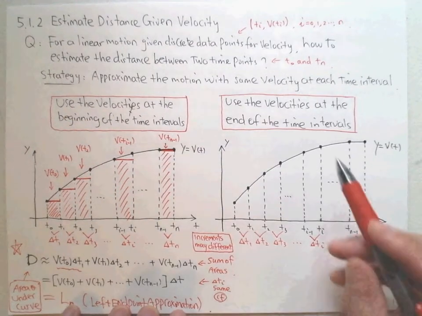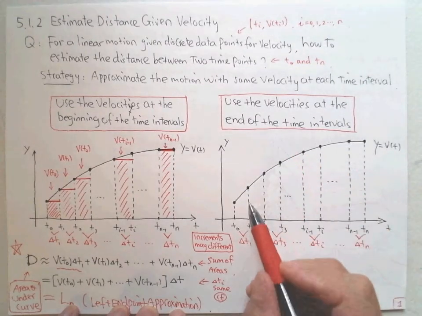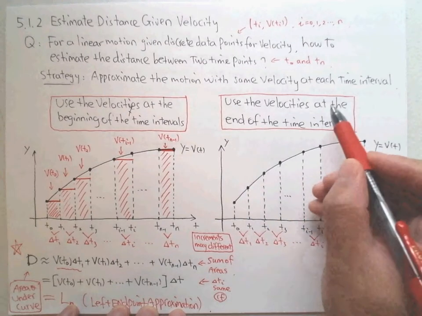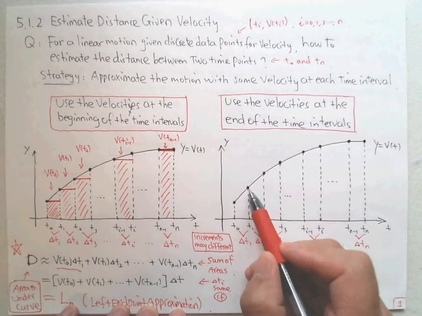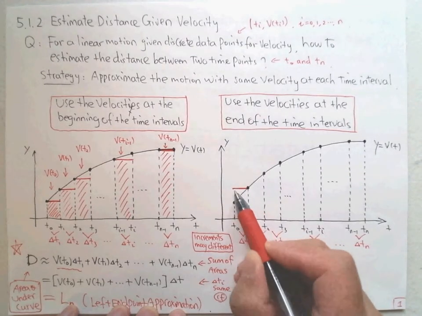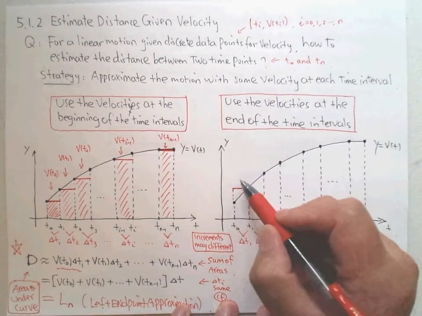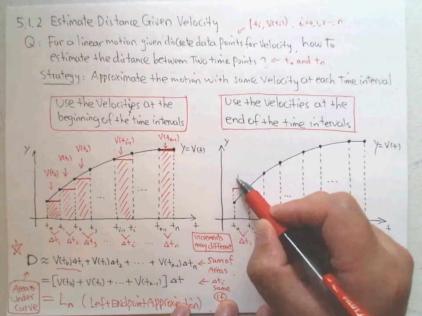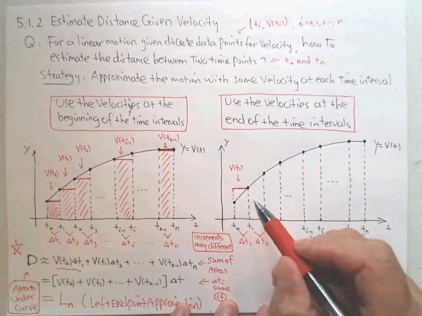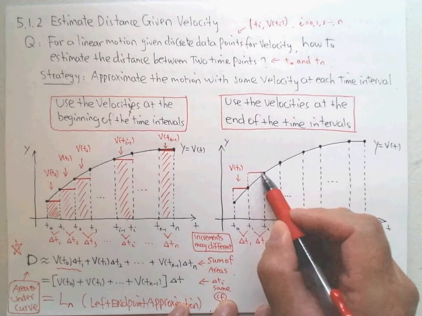So the second is the same. Now, we use the velocity at the end of the time. How to do it? The first time period is here, the time interval t_0 to t_1. It says use the velocity at the end, which means we use this height to approximate. So what is the velocity? The steady velocity, we use this. Now how to describe this? This should be v at t_1. That's a right endpoint.